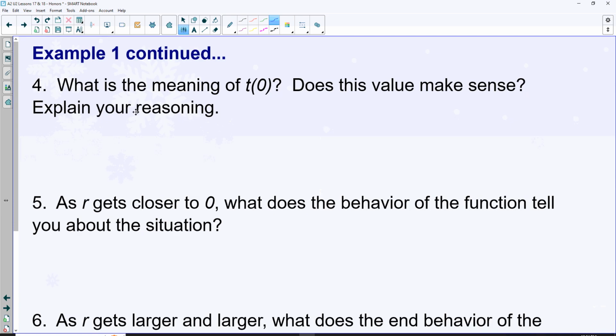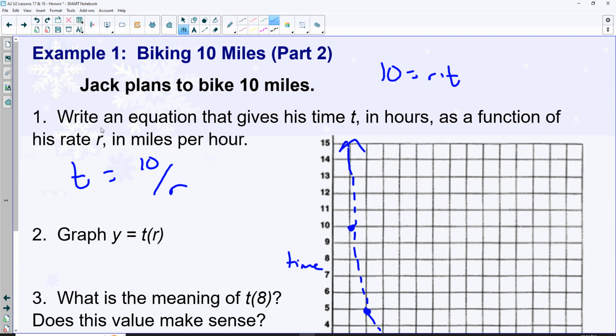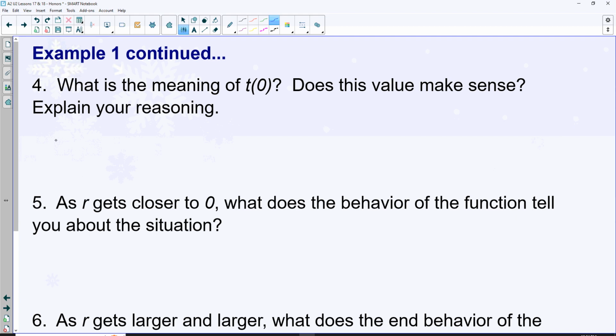So let's look at these questions. Okay. So what is the meaning of t of zero? So what happens if you actually try plugging zero into this function? So t equals 10 divided by zero. And what's 10 divided by zero? Nothing. Doesn't exist. And that's because you can't divide a number into pieces of size zero. You'll never get anywhere. So no, cannot divide by zero.